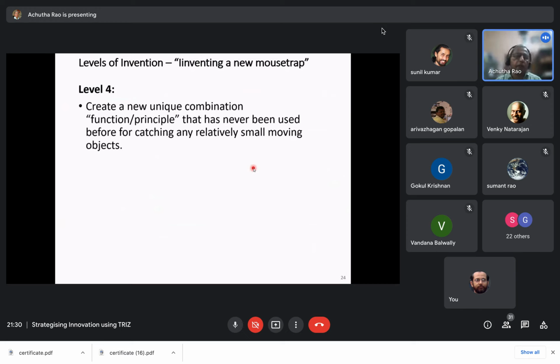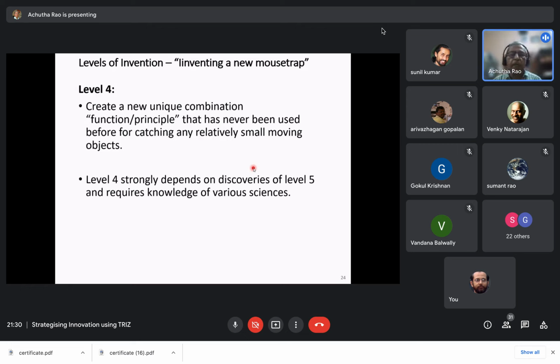Create a new unique combination of function. So I'm not dealing with the present principle of the concept function. I want to find a new principle altogether. They've never been used before for catching relatively small moving objects. So I look for knowledge in a very different way. Okay. Level 4 strongly depends on the discoveries of level 5 and requires knowledge of various sciences. So I need to go beyond the conventional mechanical systems.